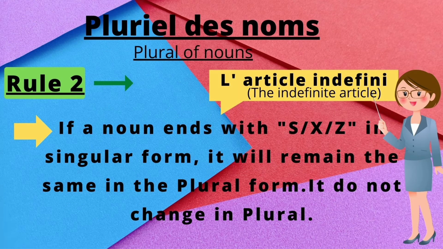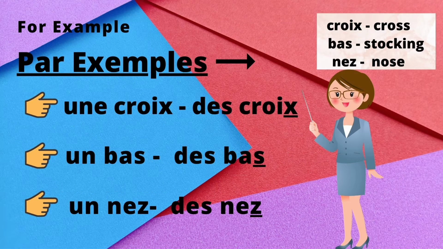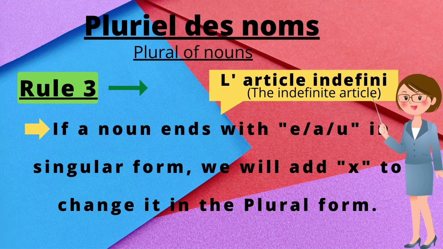Rule 2. If a noun ends with S, X or Z in singular form, it will remain the same in the plural form. It does not change in plural. For example, une croix, des croix, un bas, des bas, un nez, des nez. Nouns ending in S, X, Z in the singular form do not change in plural.